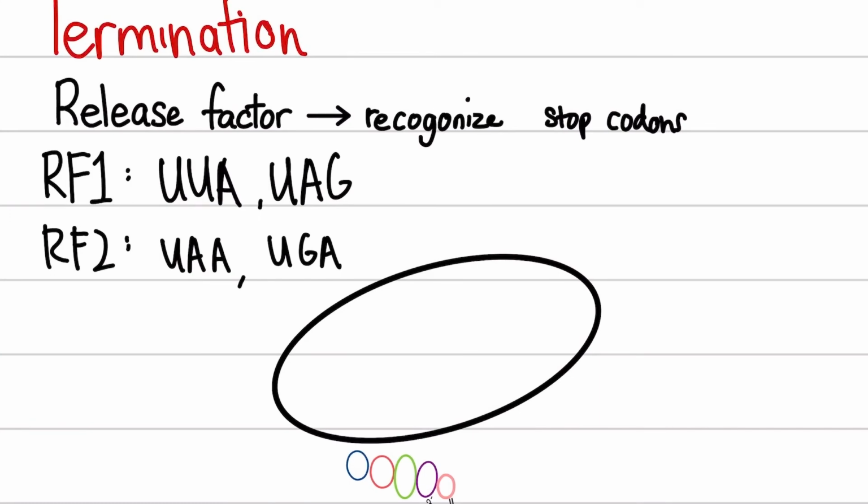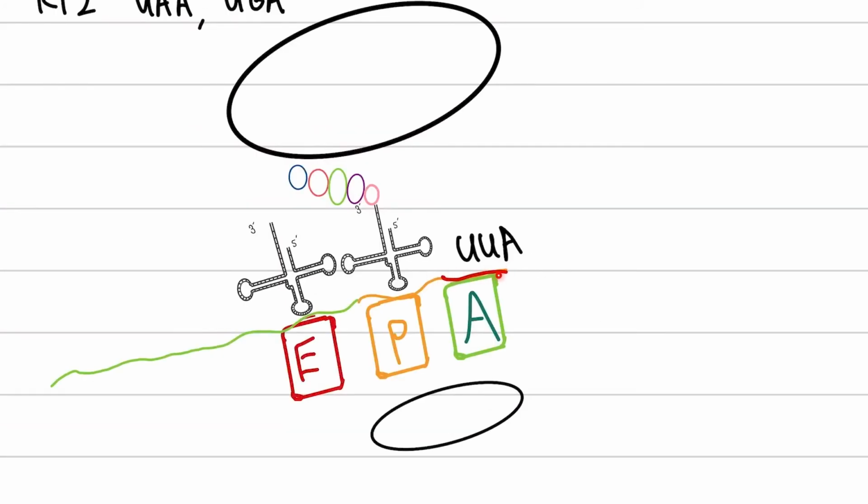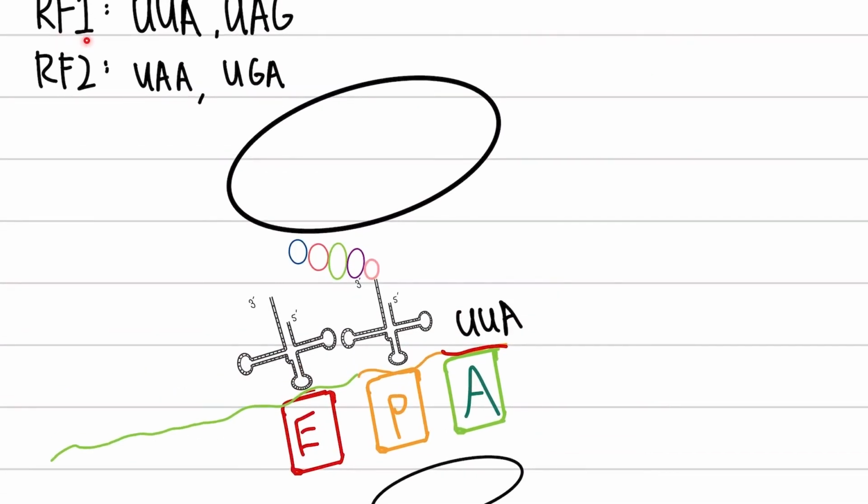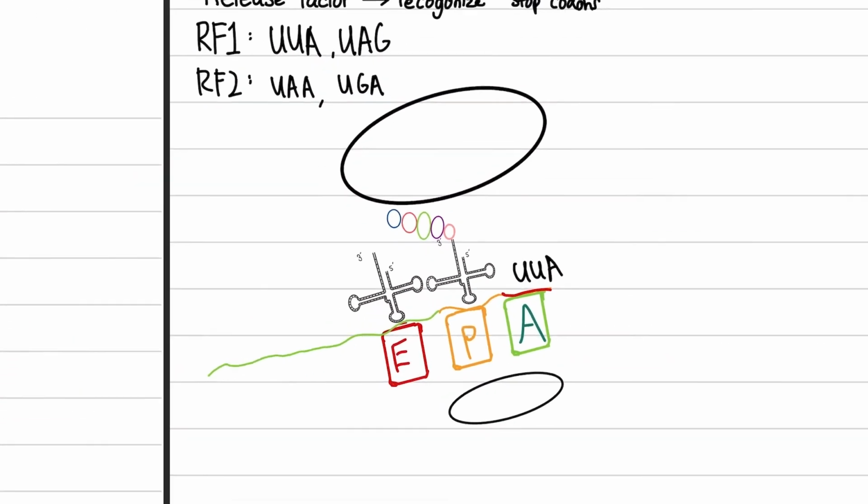The termination sequences are recognized by RF1 and RF2, which are proteins called release factors, and they help recognize the stop codon. Release factor 1 will recognize the UUA and UAG patterns, and release factor 2 will recognize the UAA and UGA. This is the end codon. So UUA is going to be recognized by the RF1 factor, and this is going to allow the entire ribosome to fall off.